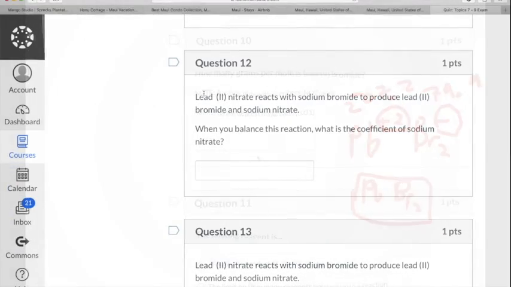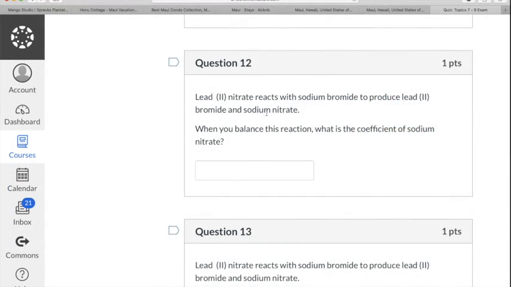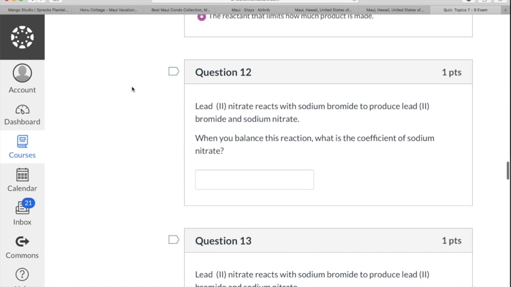But I came into lead. Number 12, lead 2 nitrate reacts with sodium bromide to produce lead 2 bromide and sodium nitrate. When you balance this reaction, what is the coefficient of sodium nitrate? That's another balancing question.